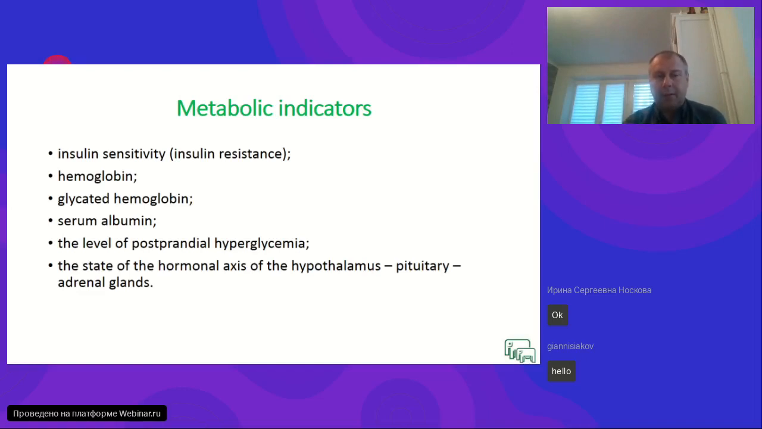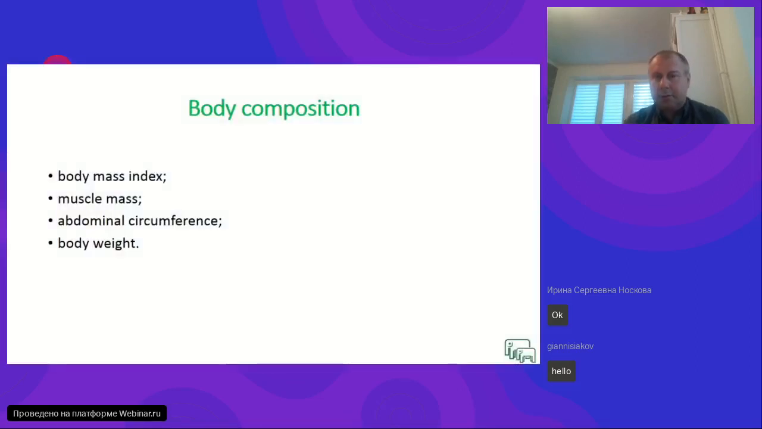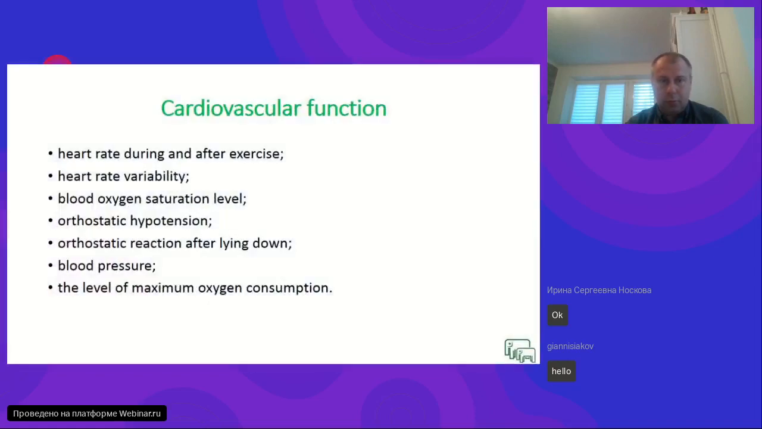We can define the level of cortisol. It's a stress hormone, which on the background of better nutrition and better movement can be decreased, which informs us that this person has better tolerance to stress and better resistance. And we can see the changes in body composition: decrease of body mass index, increase of muscle mass, decrease of abdominal circumference, and decrease of body weight.